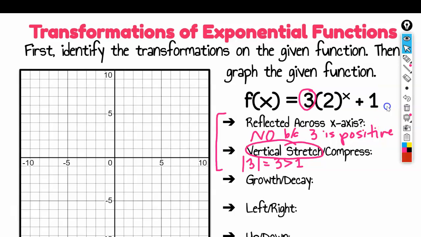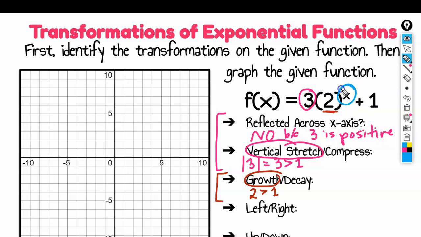Right? Then we look at B. So here our B is 2. And that tells me if it is growth or decay. So 2 is bigger than 1, so it would be growth. Okay, 2 is bigger than 1, it would be growth, because if B is bigger than 1, it is growth.